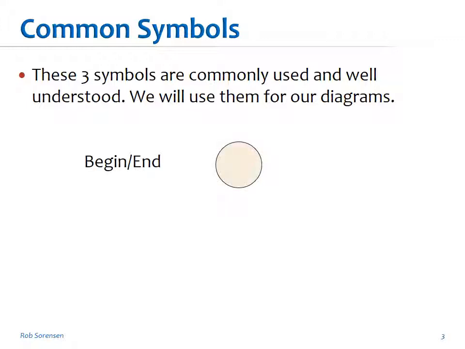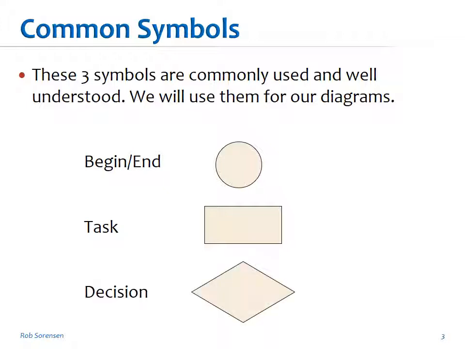The beginning and the end of any process will have a circle. Individual tasks will be put into the process using rectangles. And in those rectangles, we'll name the task as well. And then finally, we have decision points, and we use diamonds for those. Now, for all these, we're going to connect them with arrows as well. Let's have a look at an example.